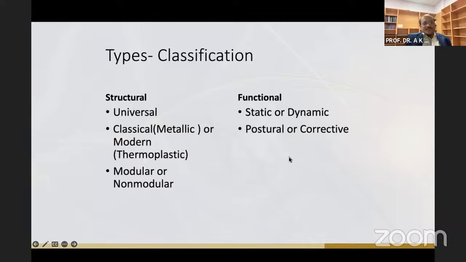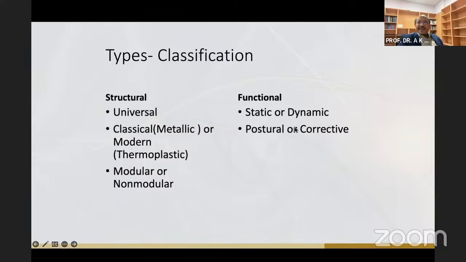Okay. Now the types. How to classify the orthosis? There is structural classification or functional classification. Structural classification is the universal classification, which is commonly accepted everywhere, so I will discuss what the universal classification is. Otherwise, depending on the substances used for manufacturing, it may be classical, made of metallic aluminium type, or the modern orthosis, made of thermoplastic polymer. Another is the modular or non-modular type. The most important is the universal type, which I will explain.